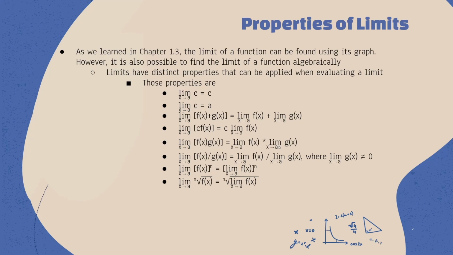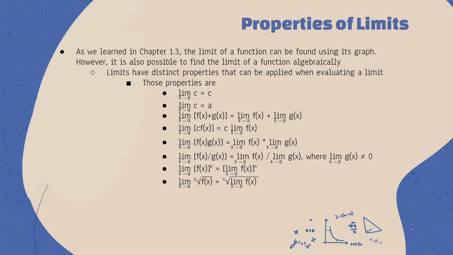So the first property that we see is the limit of a certain value c, and we're saying that it will equal c. So if you had the limit of 5 as x approaches 5, the answer would be 5. If you have a straight line, no matter what point you choose, the value at that point will always equal 5.